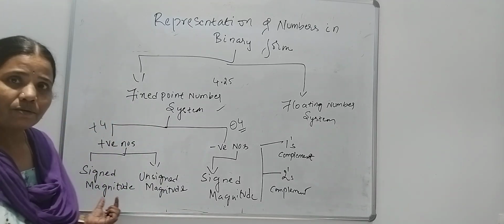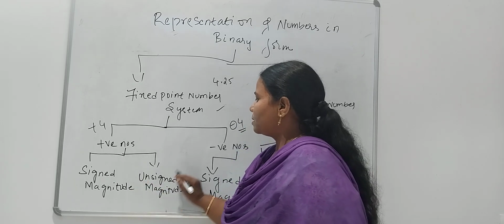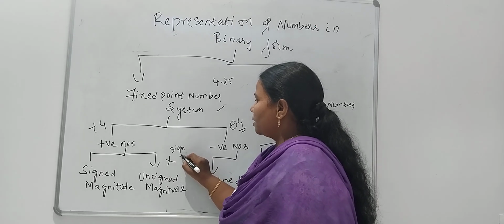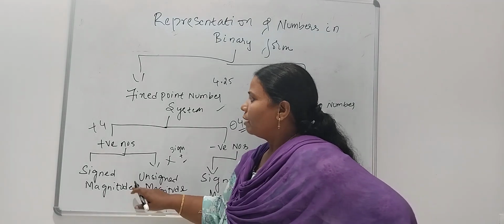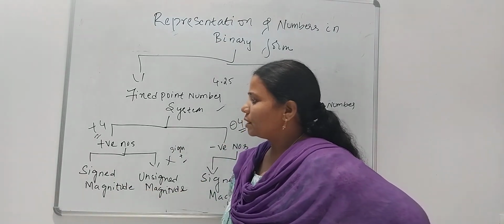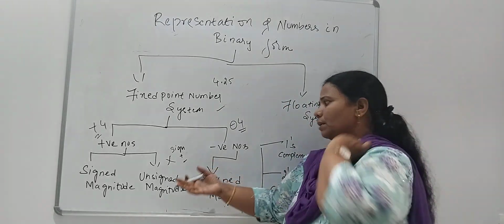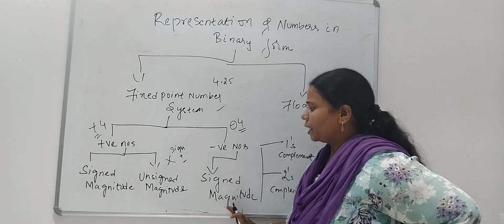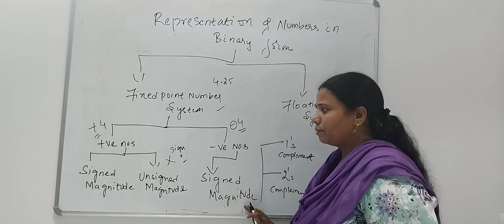Unsigned magnitude representation means you take the numbers without considering the sign, whether positive or negative. Whenever you take numbers with respect to sign, like +4, -4, those numbers come under signed magnitude representation. So positive numbers you can represent in signed magnitude or unsigned magnitude, whereas negative numbers are represented only in signed magnitude representation.